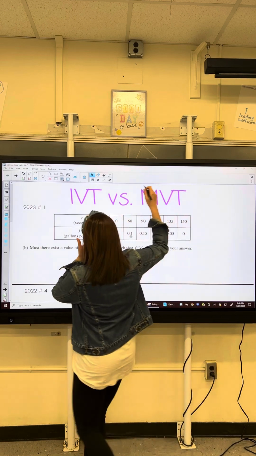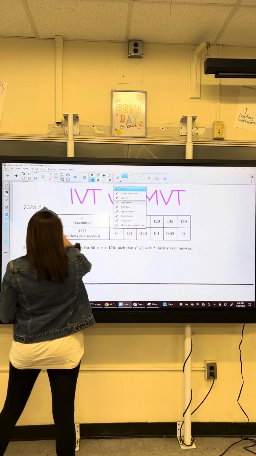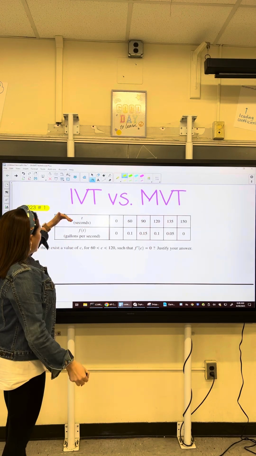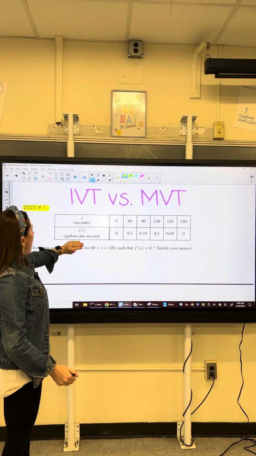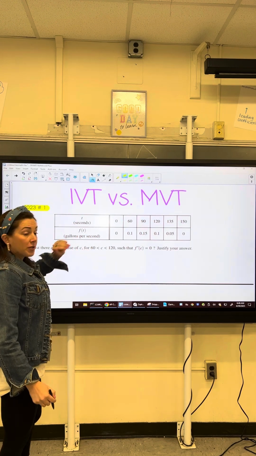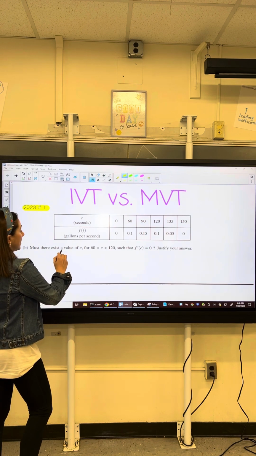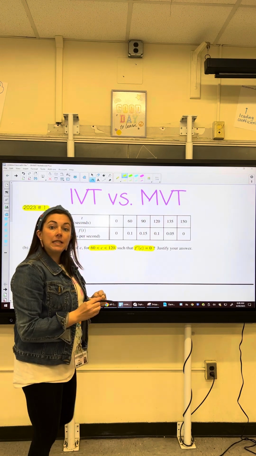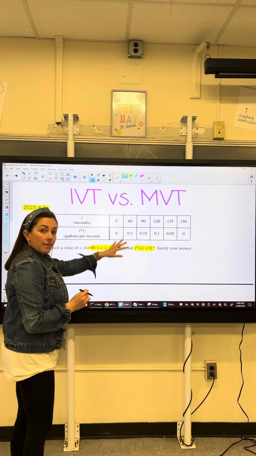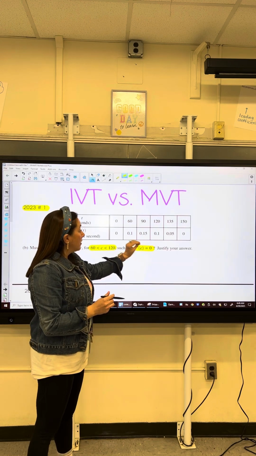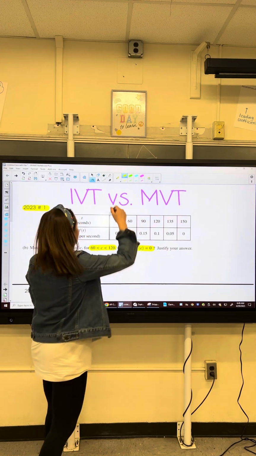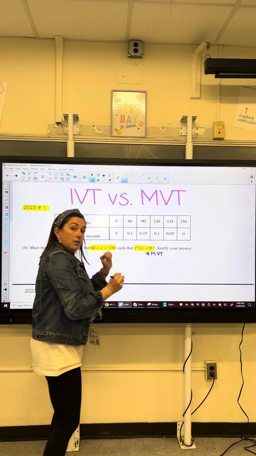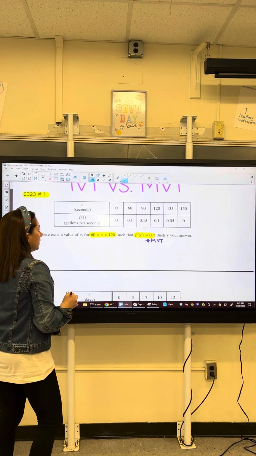This was from 2023. It was the first question on both exams, and I just snipped the table. They give you a table that represents time, in seconds, and F of t, in gallons per second. And they ask, must there exist a value of c between 60 and 120 such that the derivative is equal to 0? Anytime they give you f and they're asking about f prime of t, I know this is going to be the mean value theorem. I'll come back to this, but watch. Look at this next question.